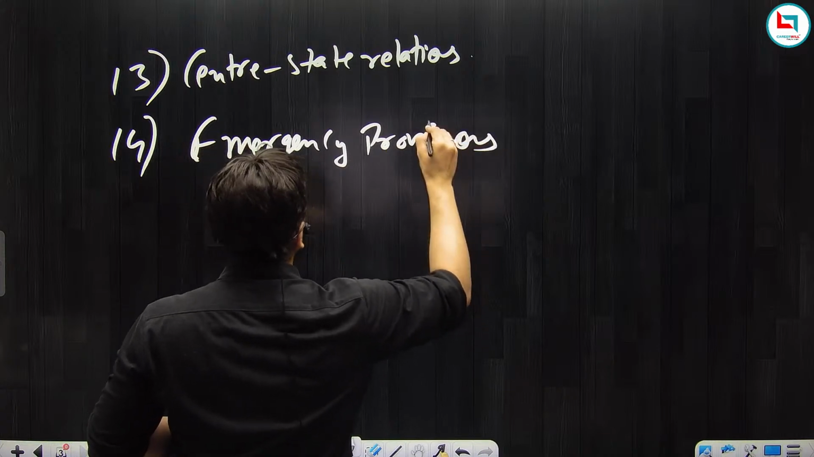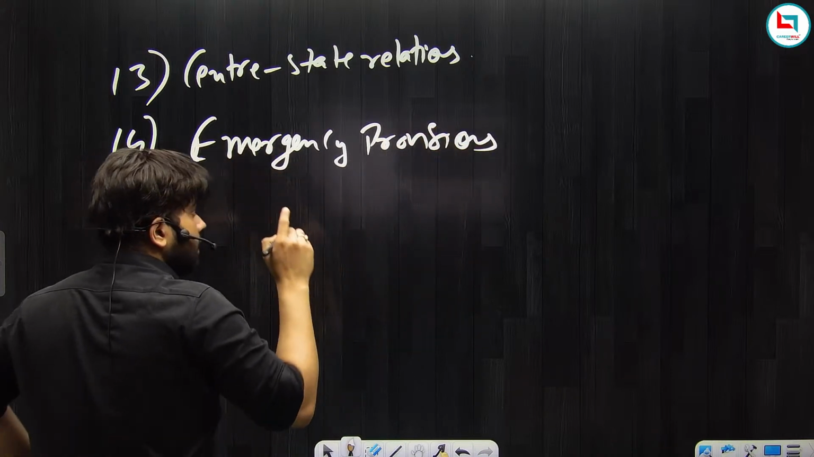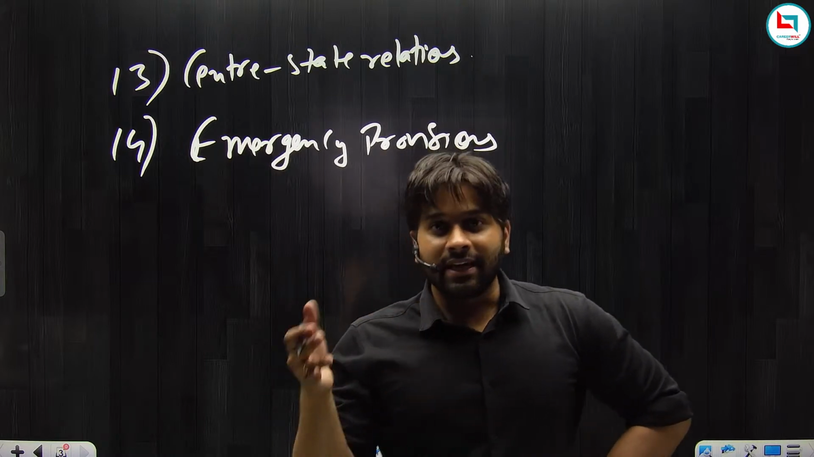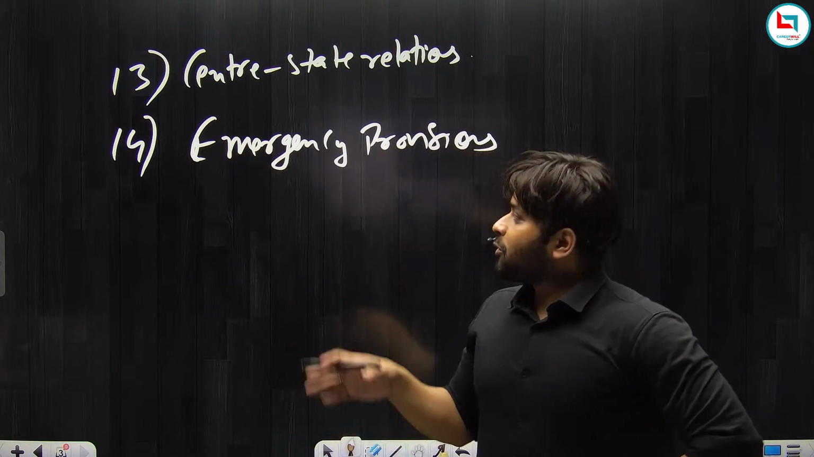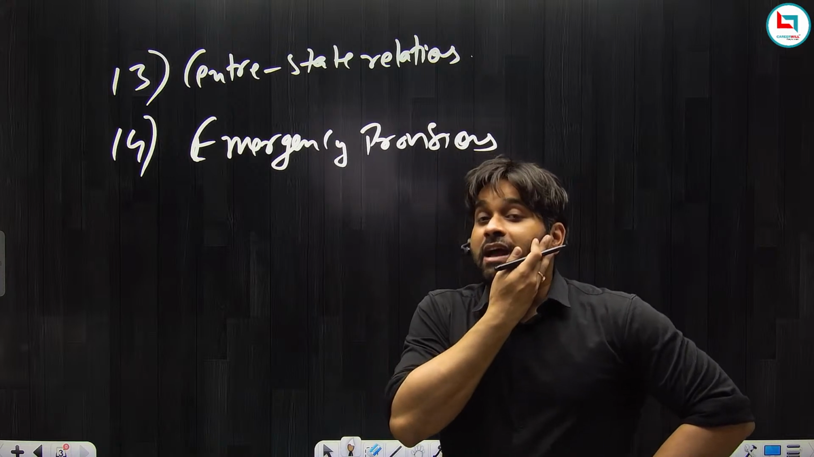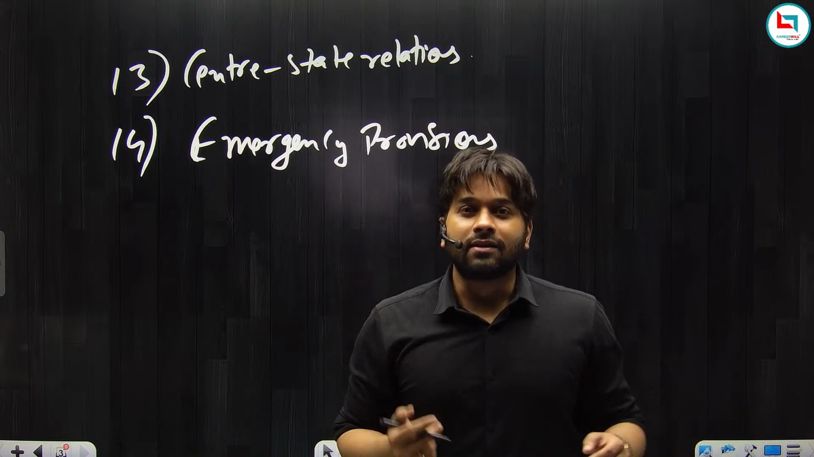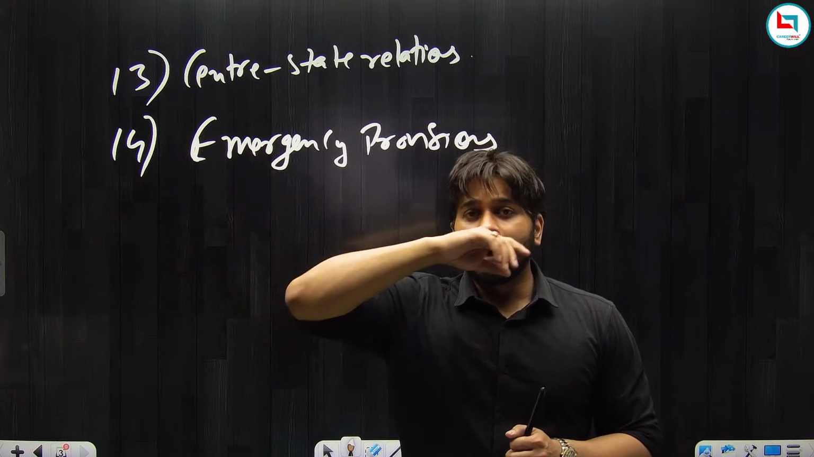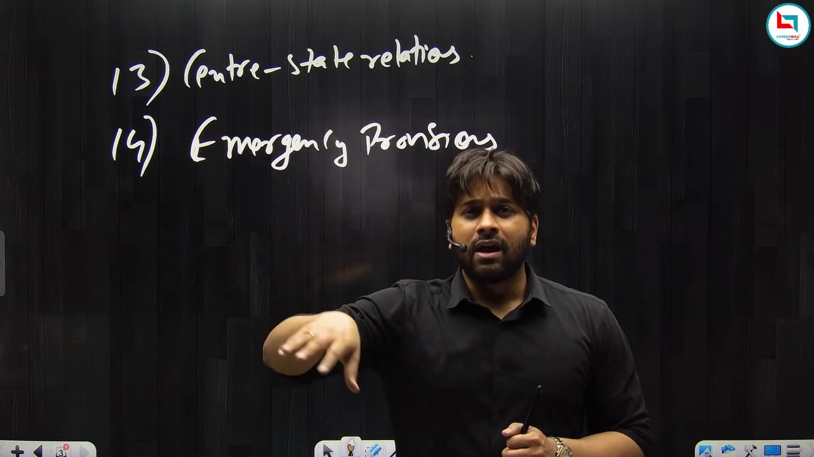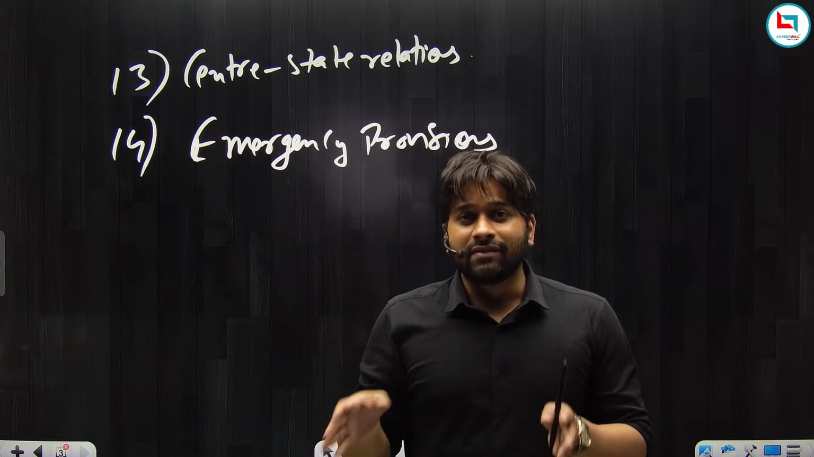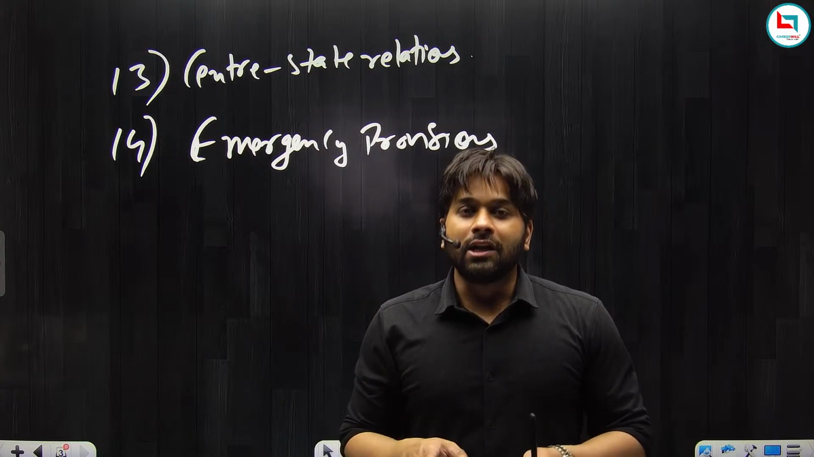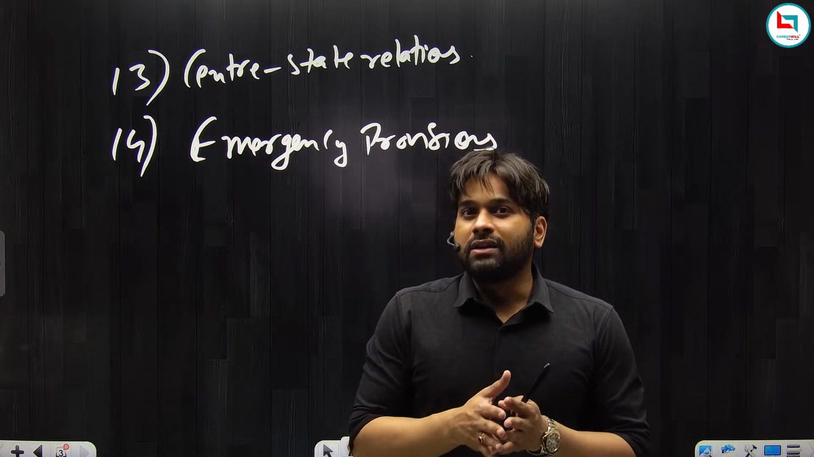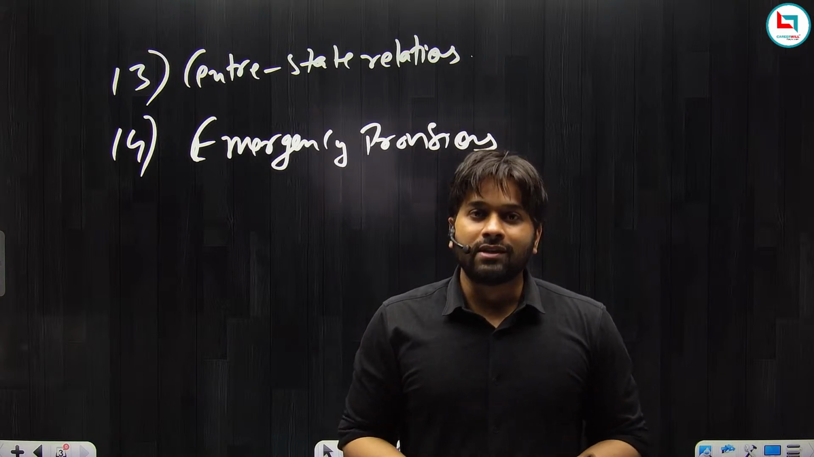Emergency provisions. Now see, this particular chapter is interesting. And when I say interesting, it is actually interesting, because in this chapter we will understand why a national emergency is imposed in our country. What happened during 1975, you all must know. I think you all are aware that in 1975 Indira Gandhi imposed national emergency under Article 352, and that was considered one of the darkest phases of Indian democracy.